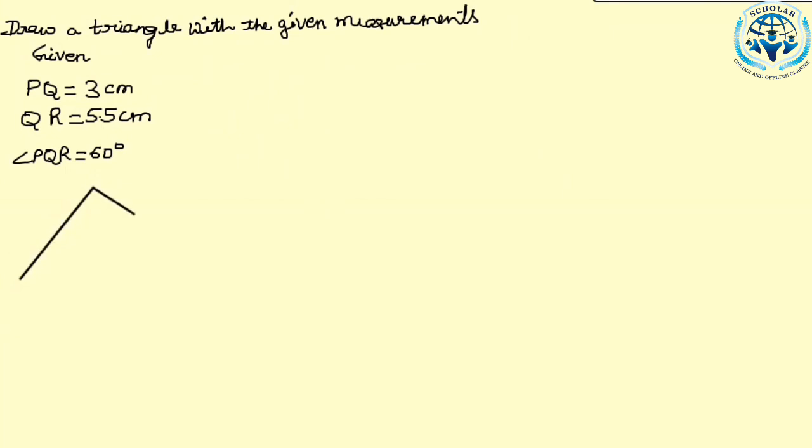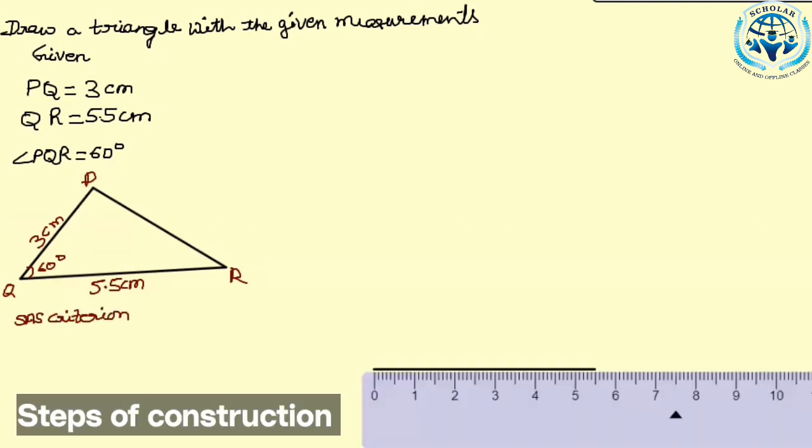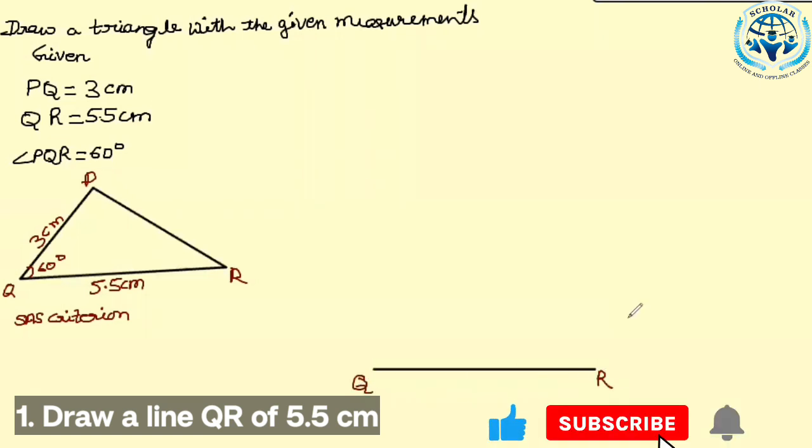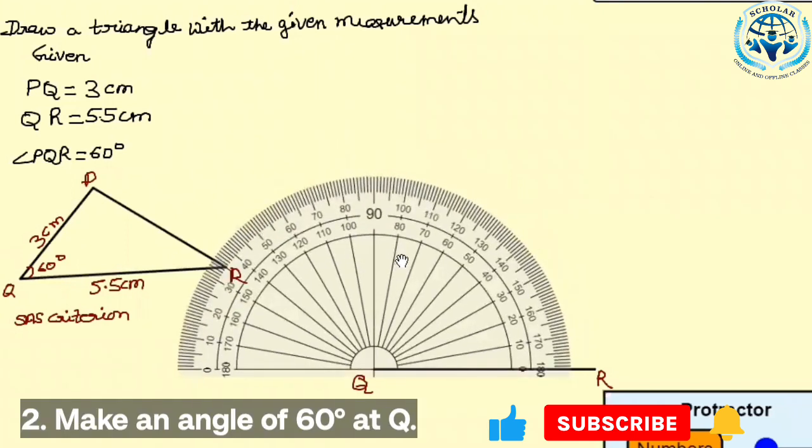First of all, we will draw a rough sketch to have an idea of how to draw the real figure. I have drawn the triangle where the base side is QR, which is equal to 5.5 centimeter, angle PQR, which is equal to 60 degrees, and the side PQ, which is equal to 3 centimeter. When we draw the real figure, we will draw 5.5 centimeter first, which is equal to QR. Then we will draw an angle of 60 degrees using a protractor.